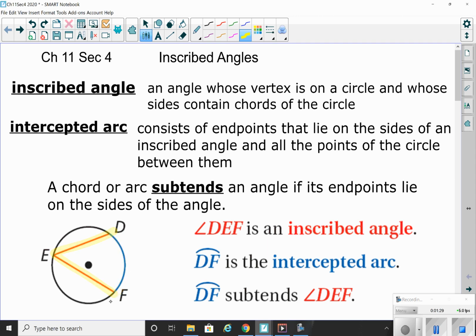This is different than what we were talking about right before this, central angles, right? A central angle is an angle whose vertex is on the center of a circle, central angle, center of the circle. An inscribed angle has its vertex on the circle. So those are three important terms that we need to know going through today's lesson.